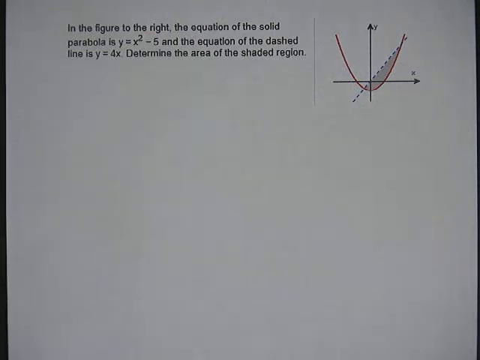In the figure to the right, the equation of the solid parabola is y equals x squared minus 5, and the equation of the dashed line is y equals 4x. Determine the area of the shaded region.